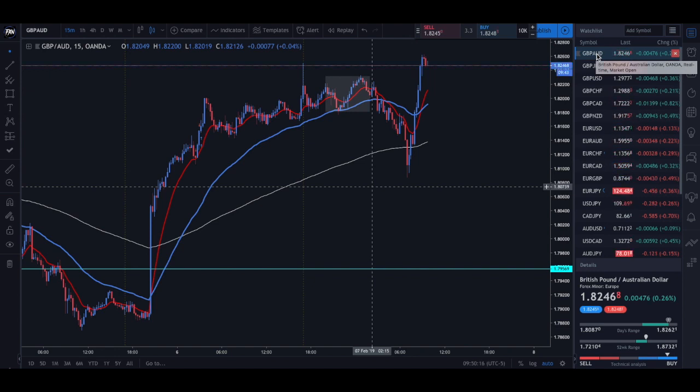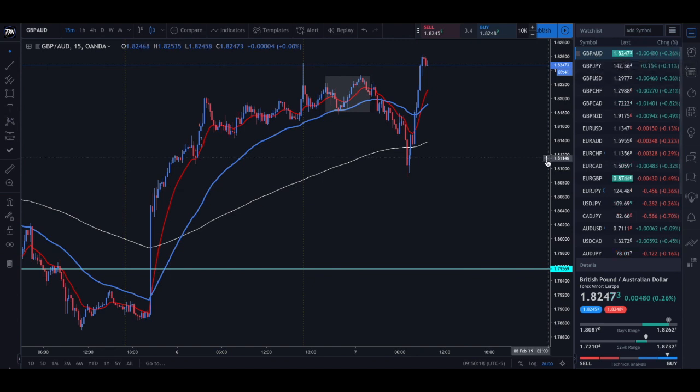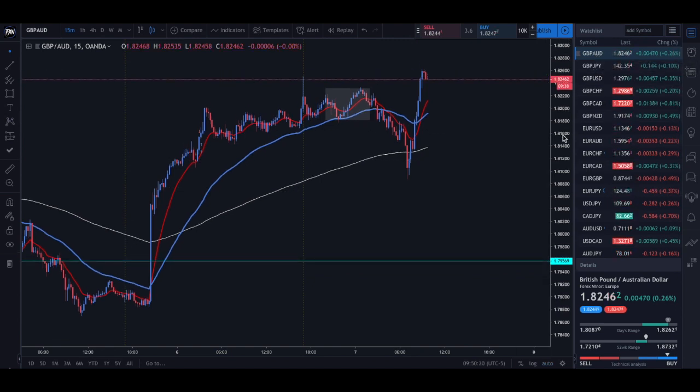And in this video, we're going to go ahead and take a look at some of the trade setups that were available today during London and also hopefully during US session. So let's just go ahead and jump right into it, guys.